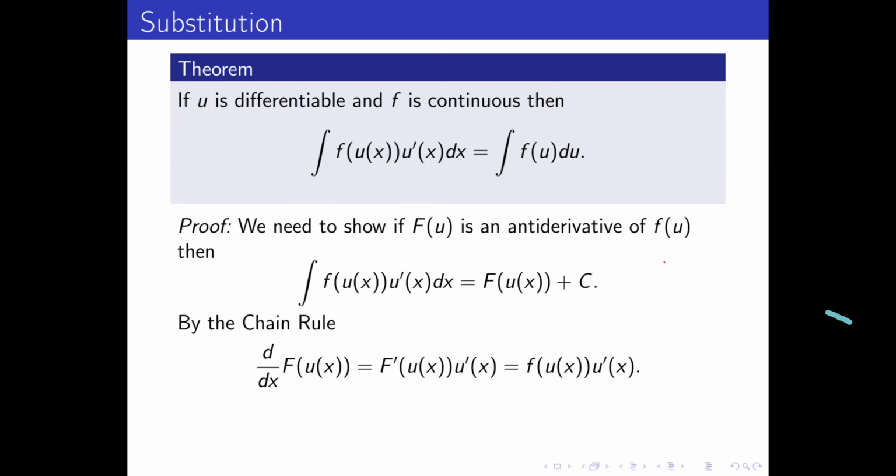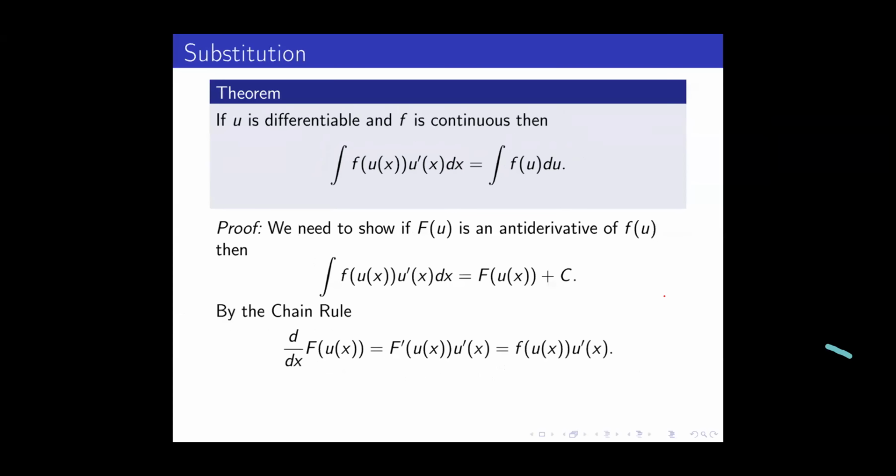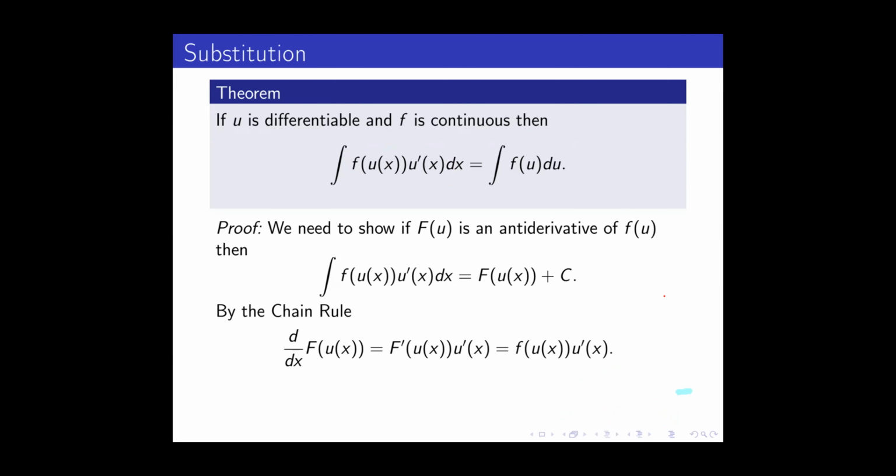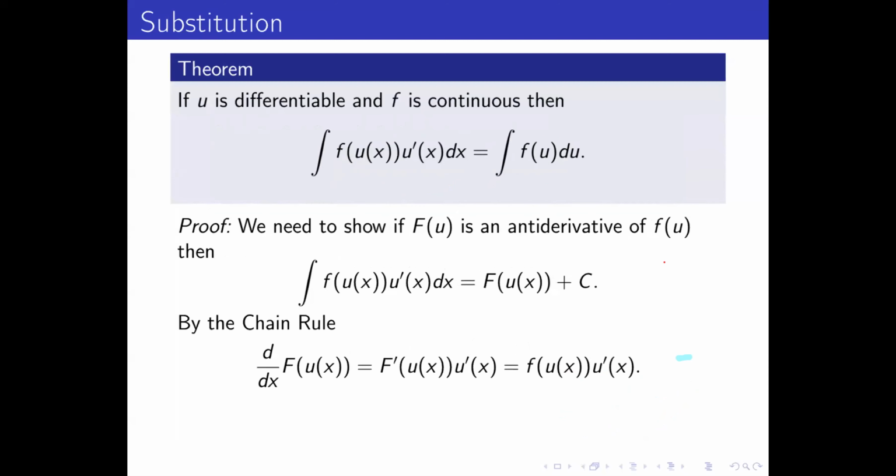But usually the difficulty is to find an appropriate function u, and f, so that this is exactly what you are looking for. So usually you would be asked to compute an integral like this, and somehow you have to write it in this form with appropriate f and u, so that you can reduce to this easier integral. So let's look at a couple of examples.